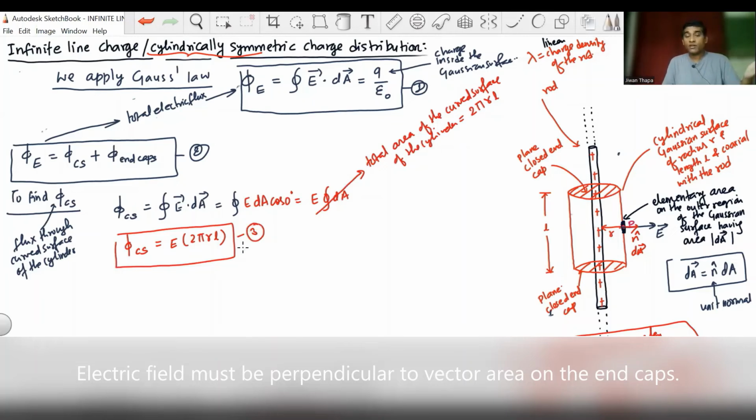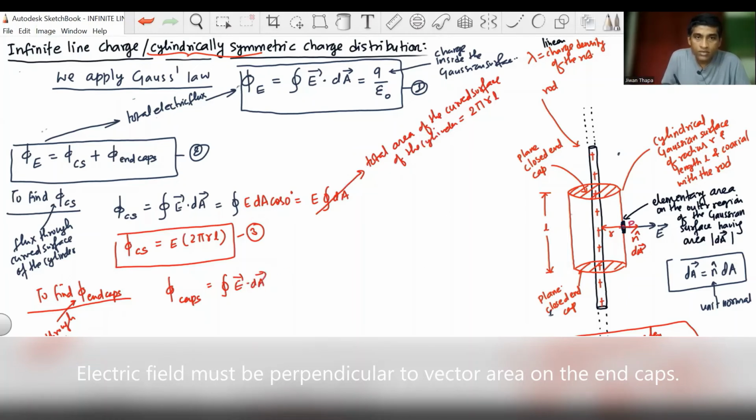As we have discussed earlier, we find electric field at point P due to charge inside the Gaussian surface acting radially outward. And to find flux through the end caps, so this is flux through end cap. So what we do for end caps, we have this.